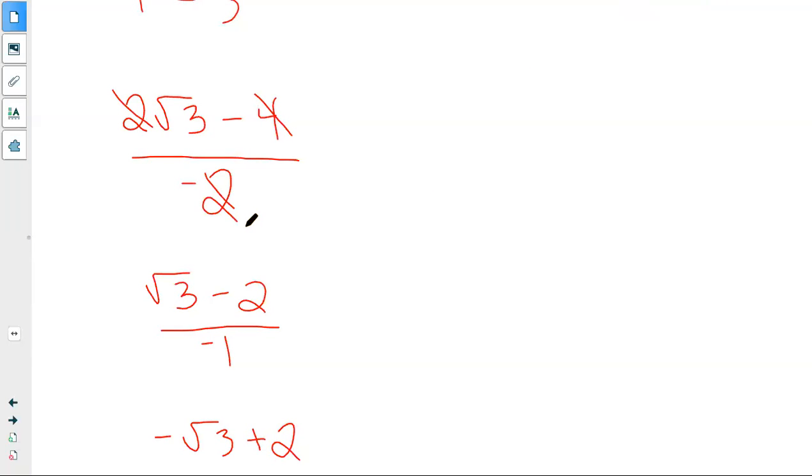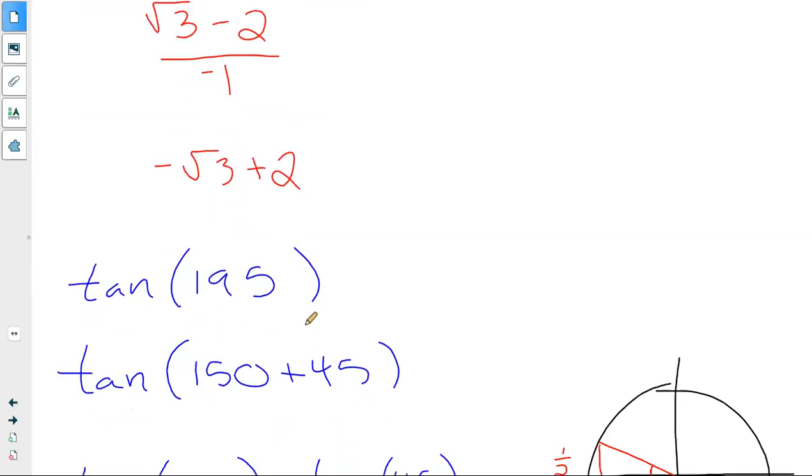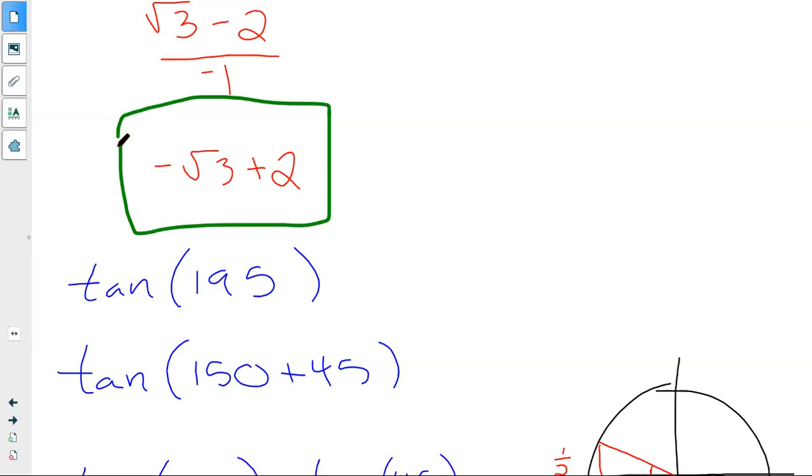And then we have common factors in the numerator and denominator, so we can simplify those, right? So again, don't just cross out the 2's. If you're going to simplify here, a factor of your denominator needs to also be a factor of all terms in your numerator here. So this is going to simplify to root 3 minus 2 over negative 1. And then we can clean this up a little bit and make it negative root 3 plus 2 here. So the tangent of 195 degrees is negative root 3 plus 2 here.